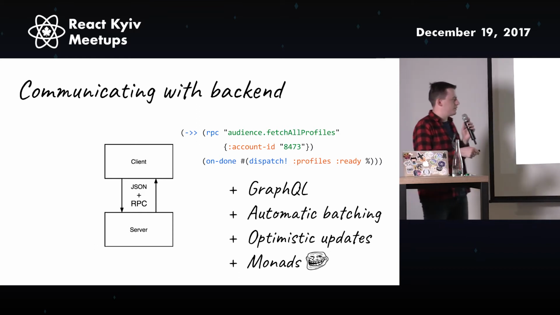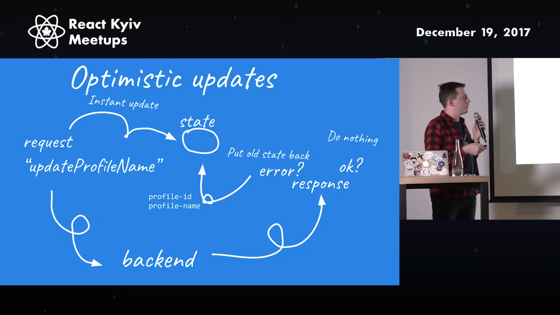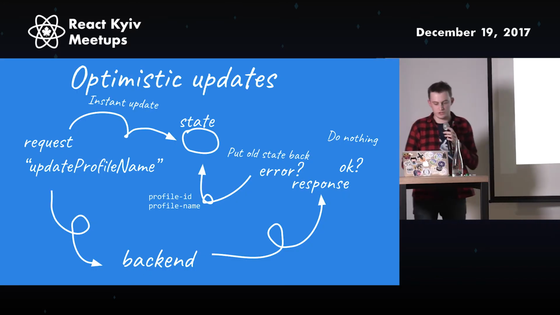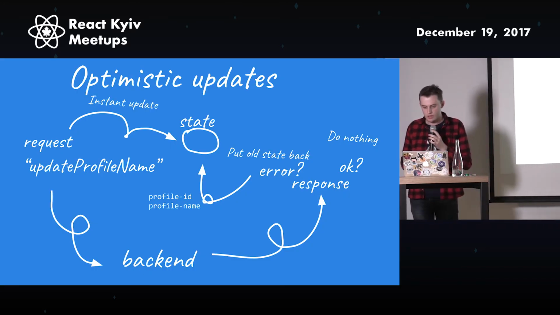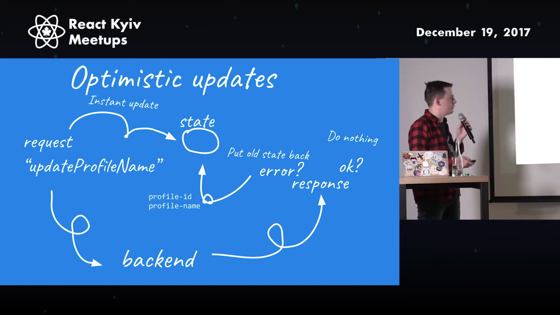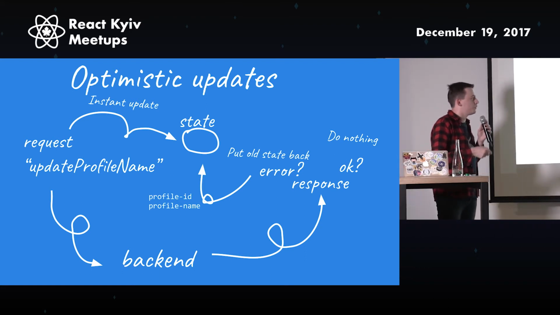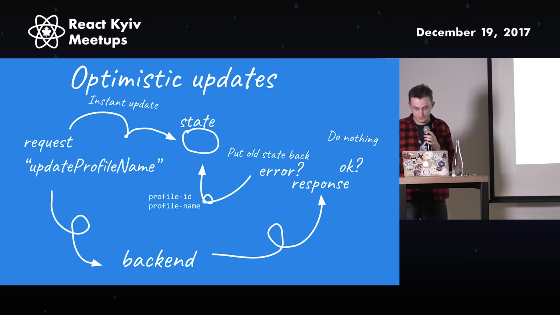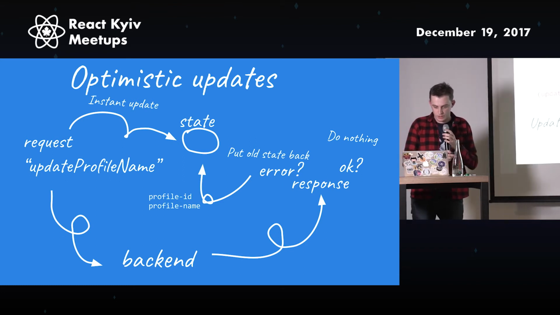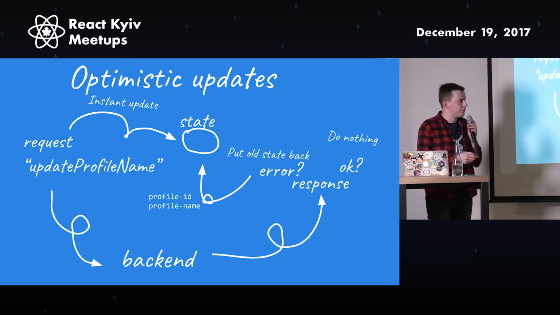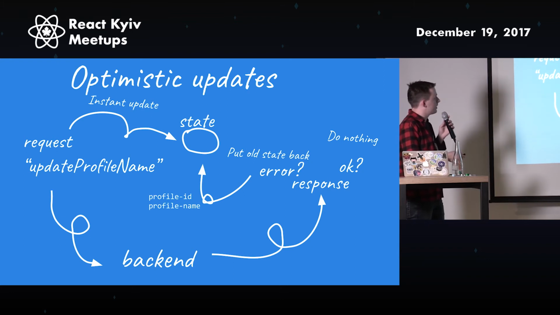We have also optimistic updates, but we are doing them manually. We don't have any special instruction for it. It's super simple to do them by hand. And we're also using monads to handle errors because they turned out to be very useful. I will talk about it later. Okay, so how the flow of an optimistic update might look like.